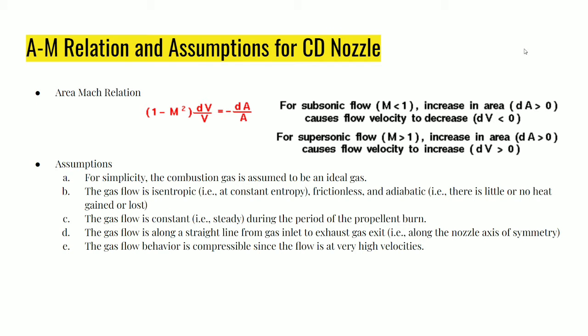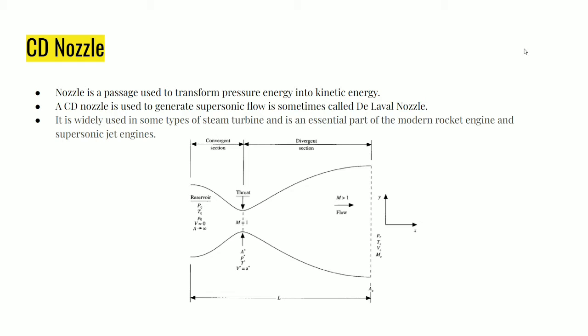This is the area Mach relation, which relates the Mach number, velocity and area for the CD nozzle. When the flow is subsonic and area is increasing, it causes the velocity to decrease. For supersonic flow, if area is increasing, then the velocity will increase. So in the converging section of the CD nozzle, if flow is subsonic and area is decreasing, the velocity will increase, and at the throat Mach number will be equal to 1. Then in the supersonic region, the flow further increases its velocity as Mach number increases, and the velocity also increases and pressure decreases in the diverging section, as we can say from our area Mach relation.